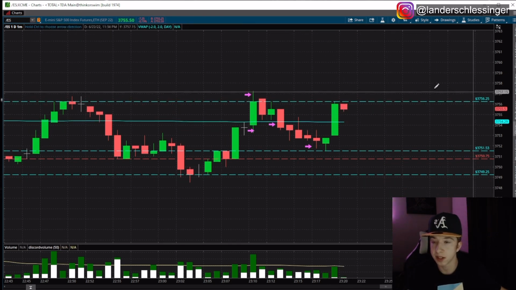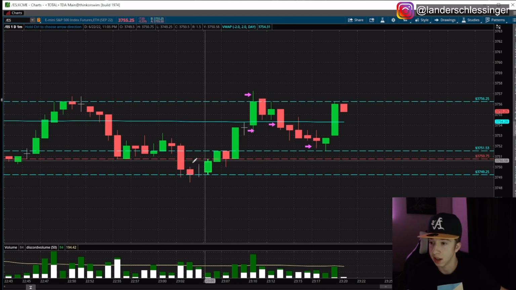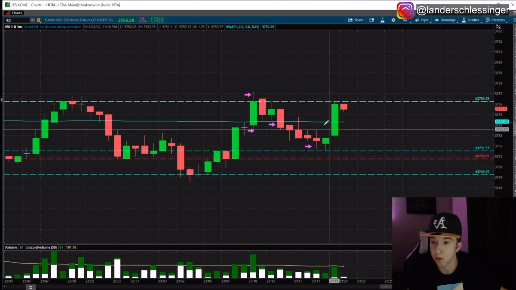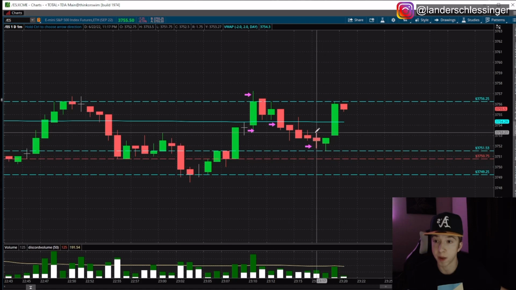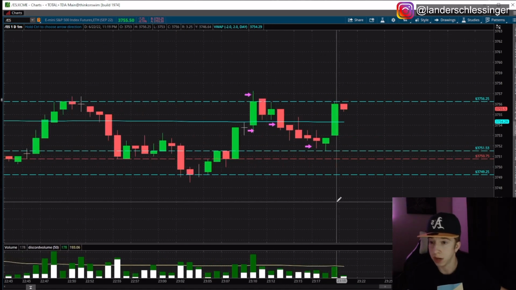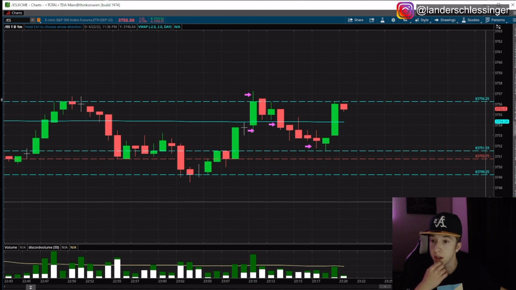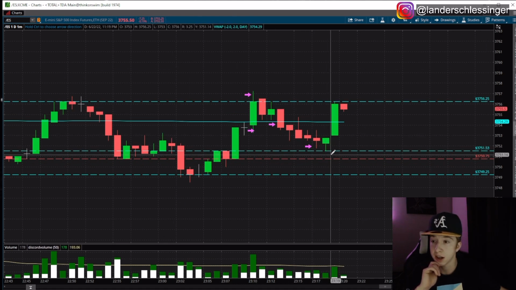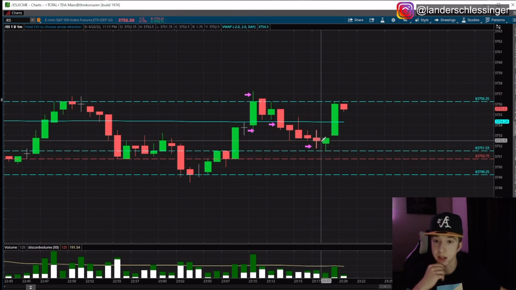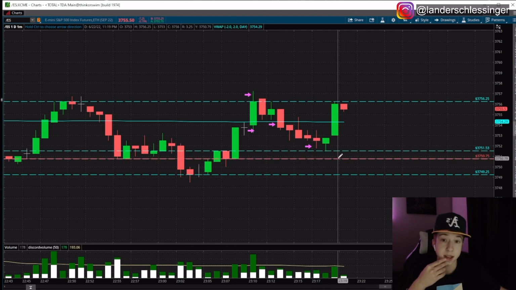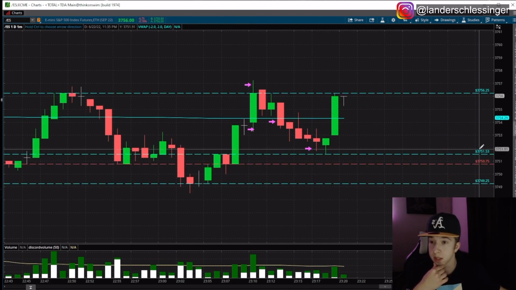Testing its previous resistance. Now the difference here is right here was that low. We just made a higher low, meaning that there are more buyers coming in. We should be able to break this. If not, the future is going to fall. If we're not able to break it on this third try with this higher low, meaning that buyers are in this area, it's probably going to fall.